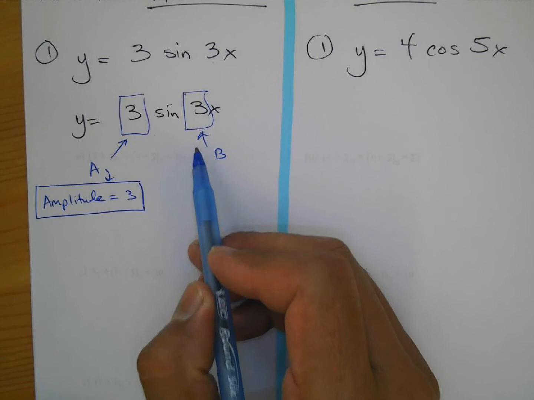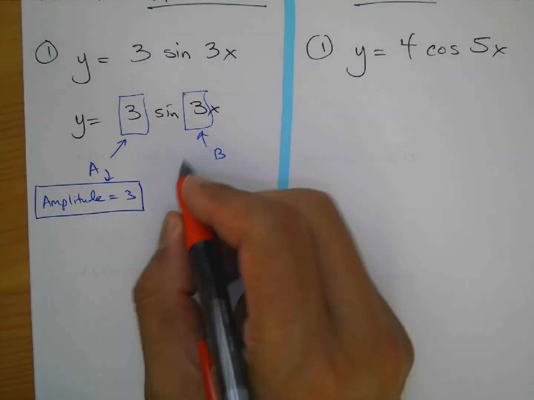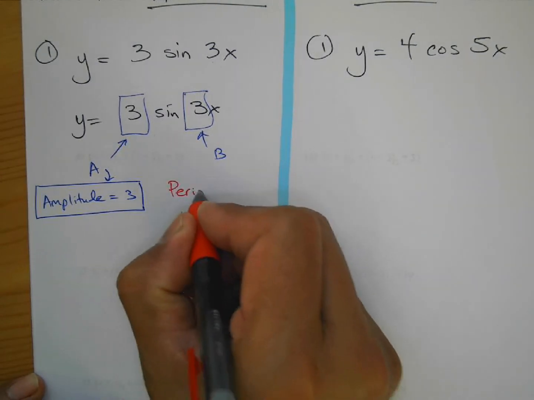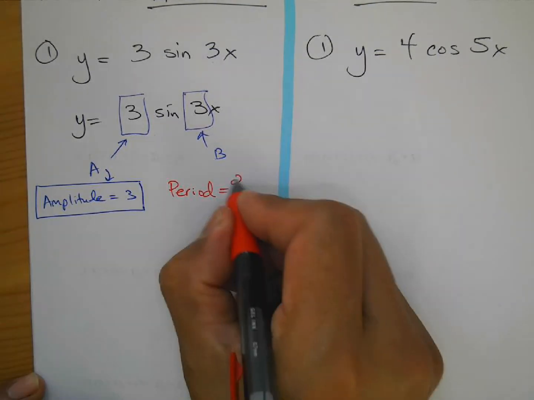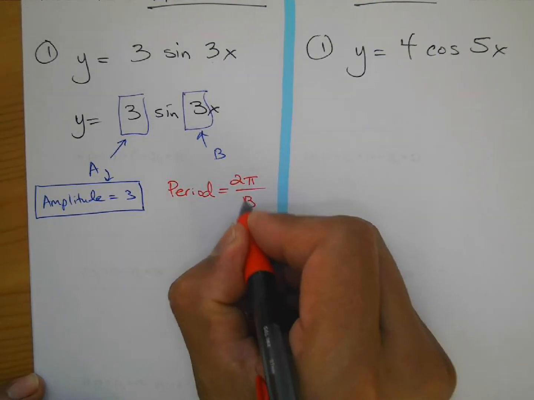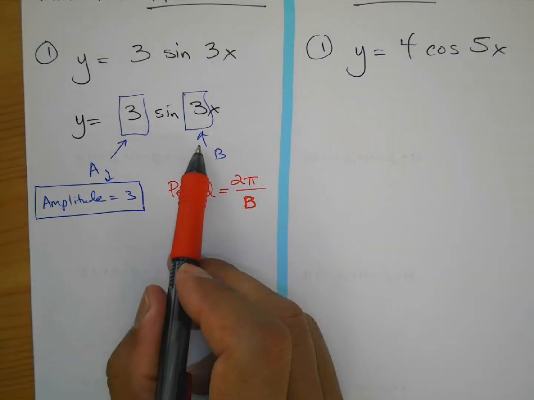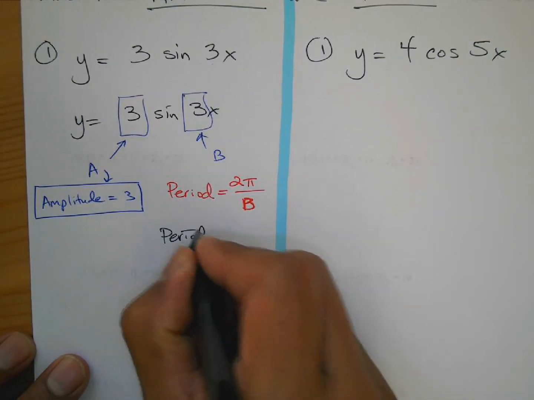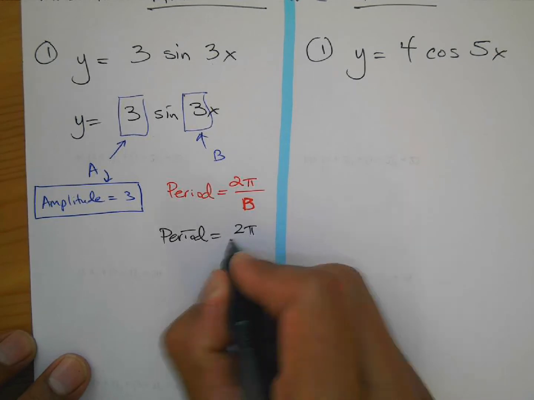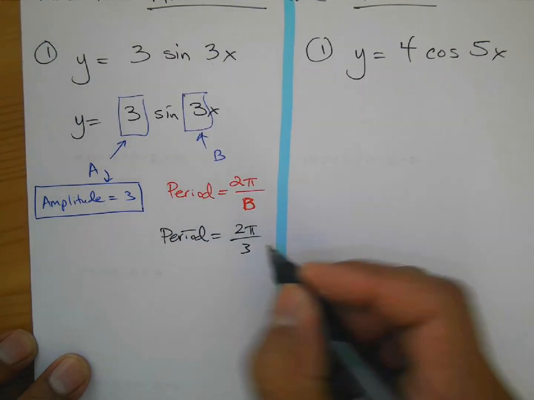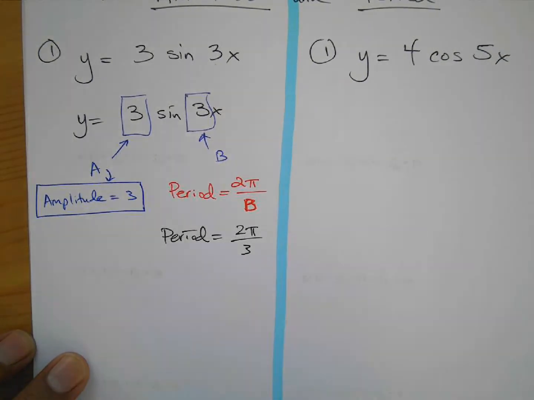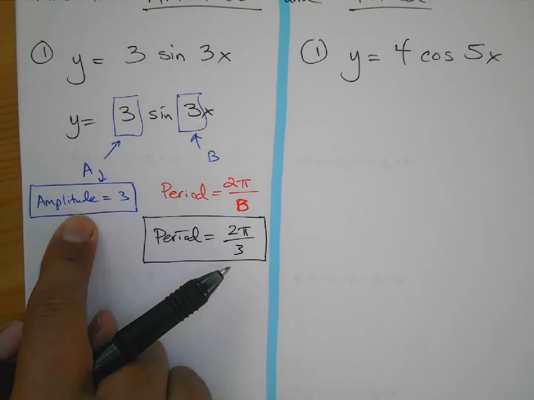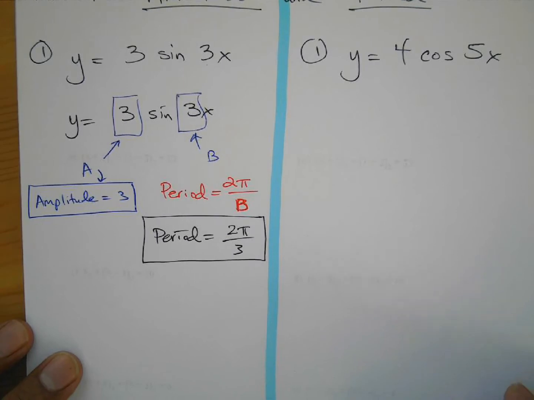Does that mean the period is 3? No. Here we got to use that little formula. Remember, to find the period, there's a little formula you have to use. Period is equal to 2 pi divided by the value of b. And here the value of b is 3. So what's my period? Well, the period for this graph would be 2 pi over 3. Okay? That's all I want you to do for right now. Just understand that. You got to get the correct amplitude and the correct period.